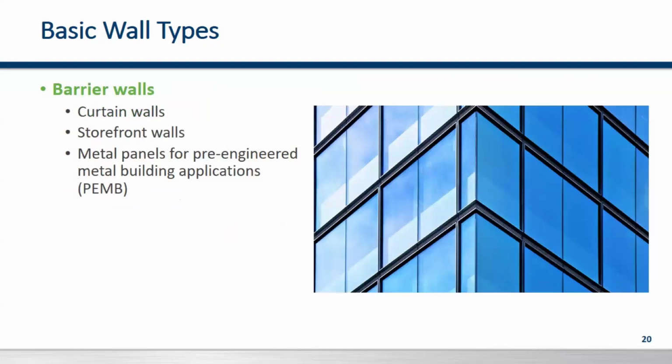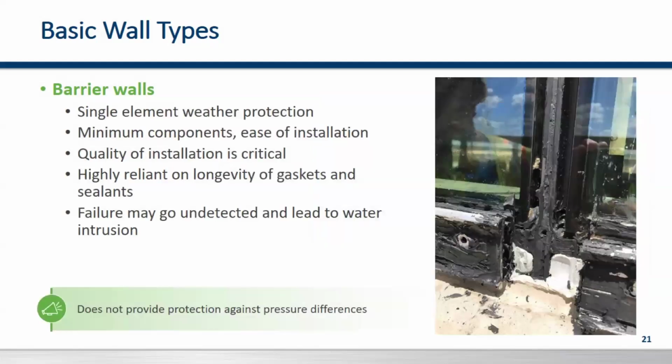The first type of wall that we see, which is very common, is a barrier wall. This is often a storefront or a glass and glazing wall, curtain walls, also a pre-engineered metal building. As far as the features and benefits, they're aesthetically pleasing, they look nice, they're open, they're a single element, and they're relatively easy to install. However, it is critical that the installation is perfect.